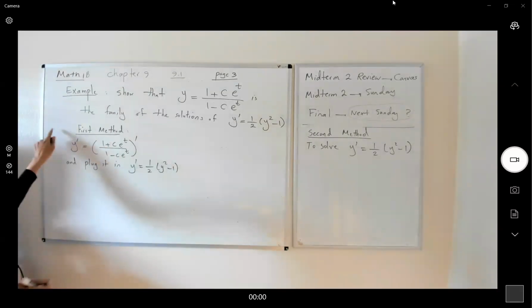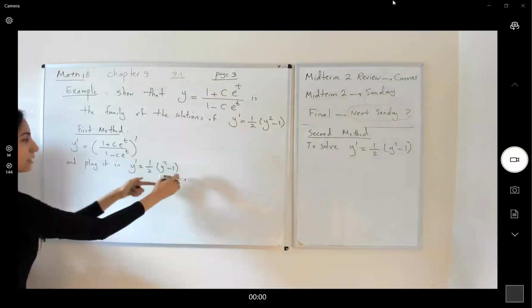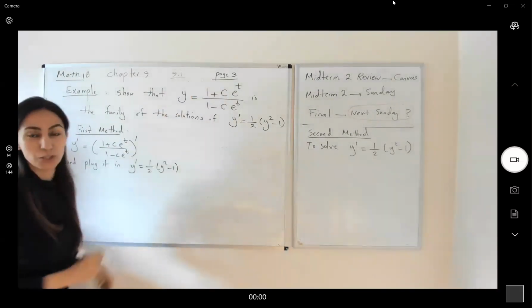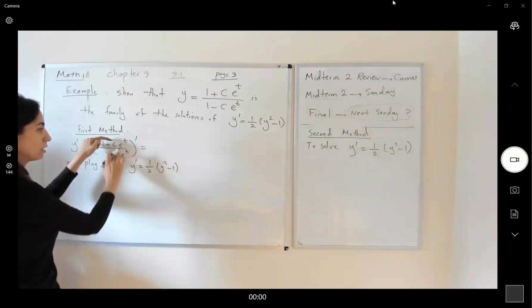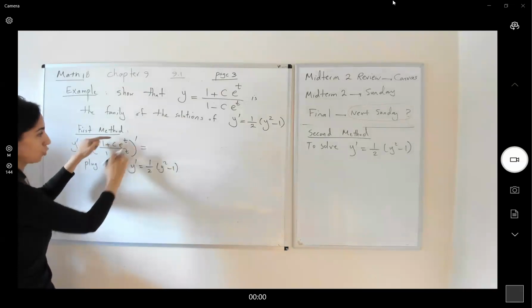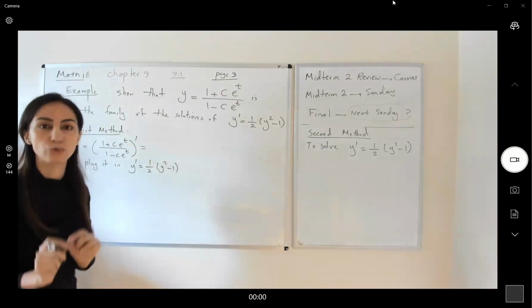Okay, let's start using the first method, taking the derivative of the family of solutions and plug that in, show that left hand side is equal to the right hand side. Very well, here you have a quotient. So to take the derivative, you're going to apply quotient rule.